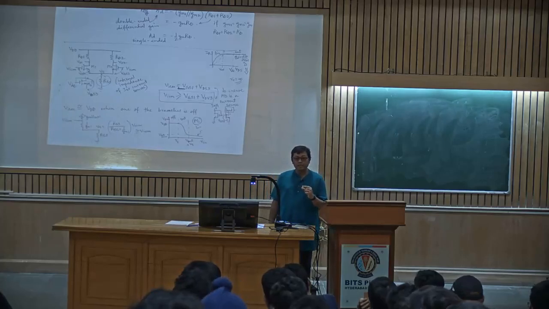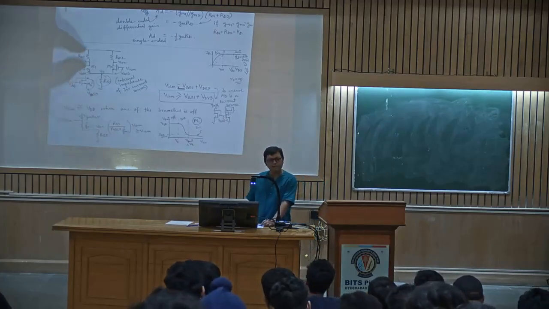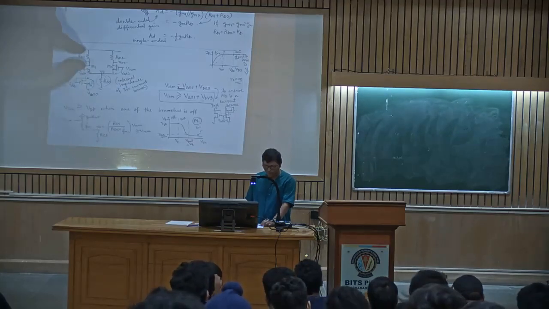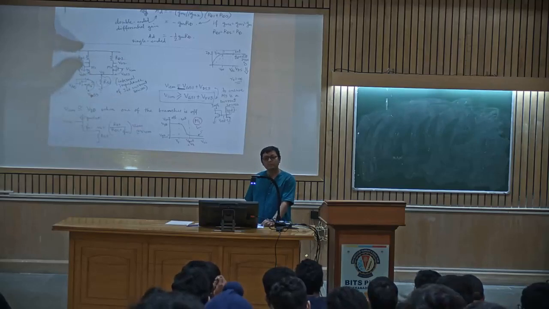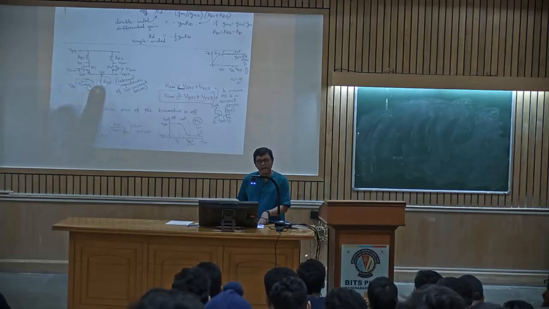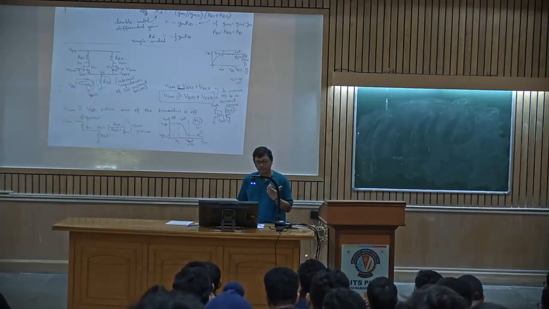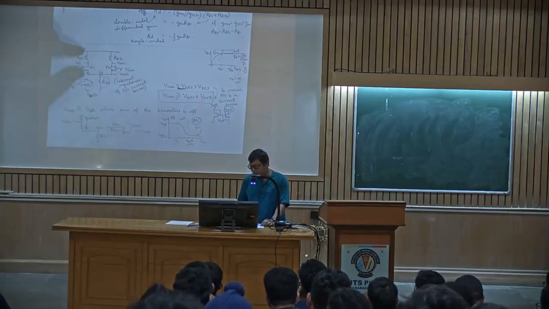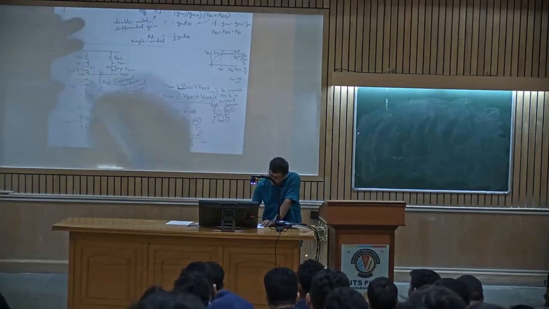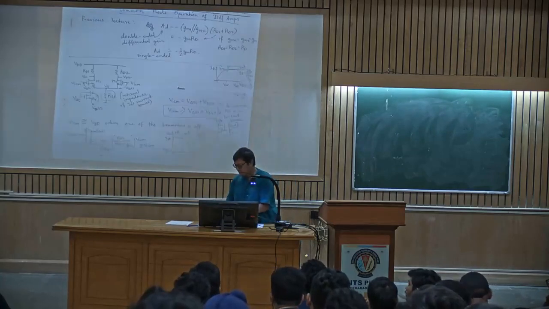VDS will be minimum when there is maximum drop across RD. Simple, है ना? वो maximum drop क्या हो सकता है? RD is anyway constant. When the current is maximum over there, what is the maximum current that can flow? Saturation current. What is that current? ISS was there, na? So ISS by 2. But in this case, this is differential mode. So ISS into RD.